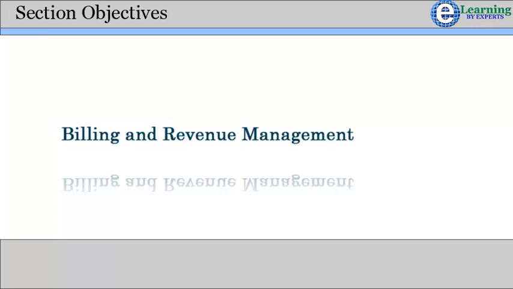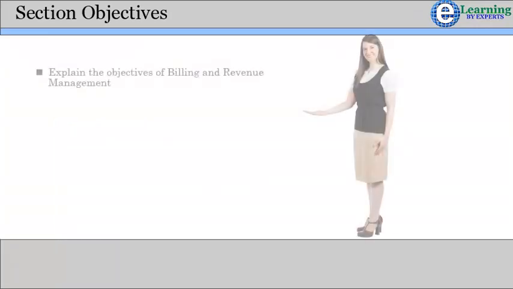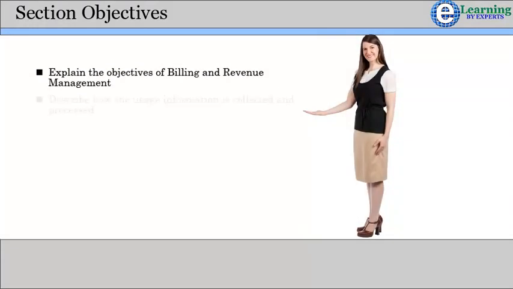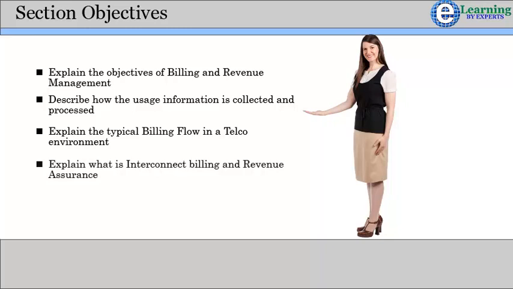After completing this section, you will be able to explain the objectives of billing and revenue management, describe how the usage information is collected and processed, explain the typical billing flow in a telco environment, and explain what interconnect billing and revenue assurance are.